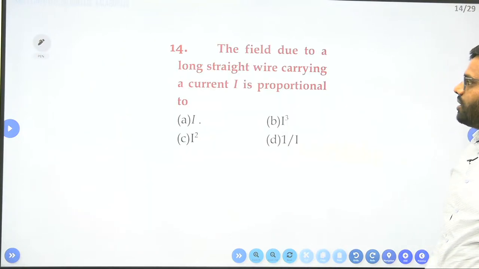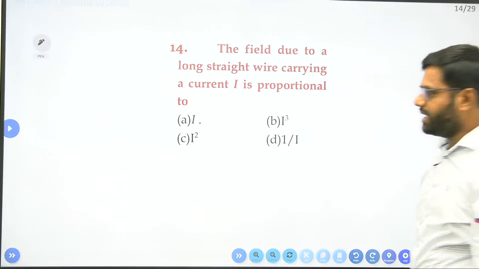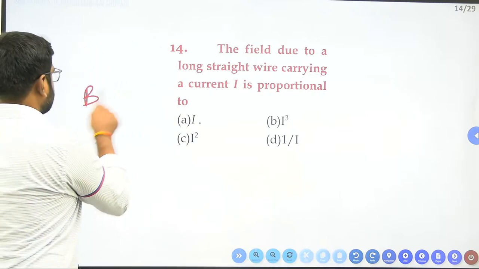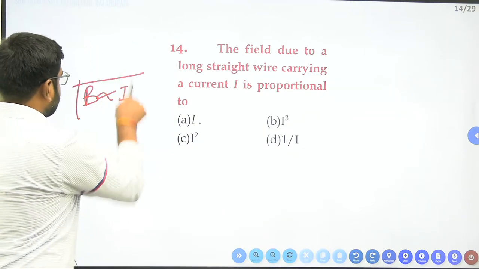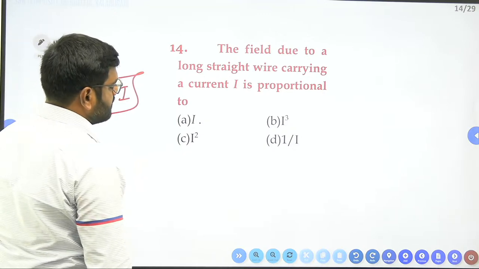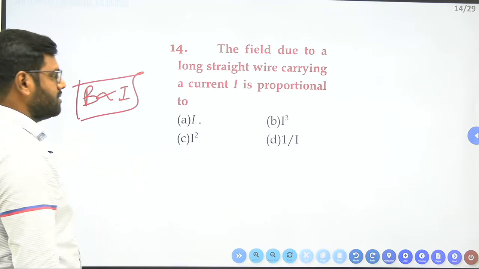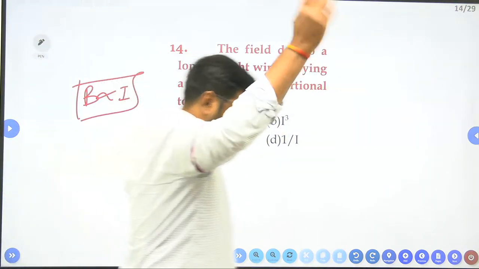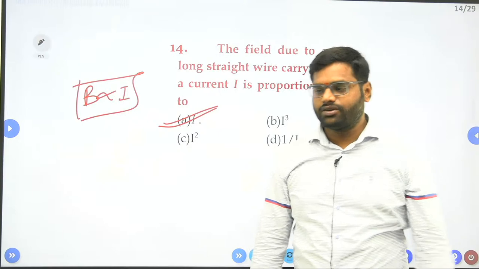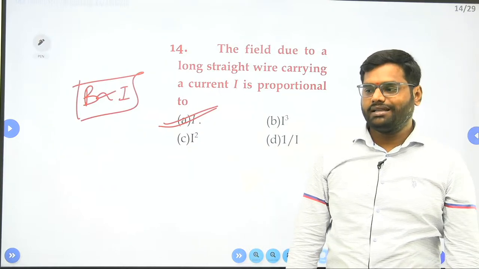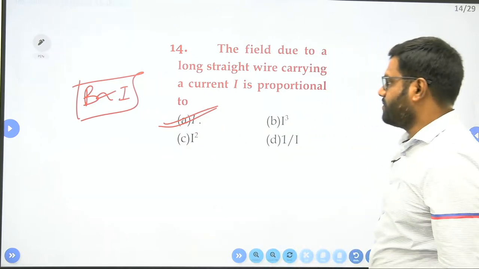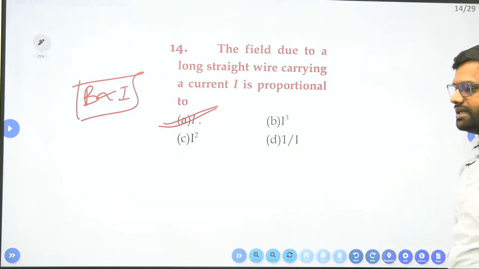Here, the field due to a long straight wire carrying a current I is proportional to what? The magnetic field is directly proportional to current, or directly proportional to the square, or inversely proportional to current, or cube? No. So we know that it is directly proportional to current. As current increases, magnetic field increases. It is not a square or cube, and it is not inversely proportional. So option A is correct.